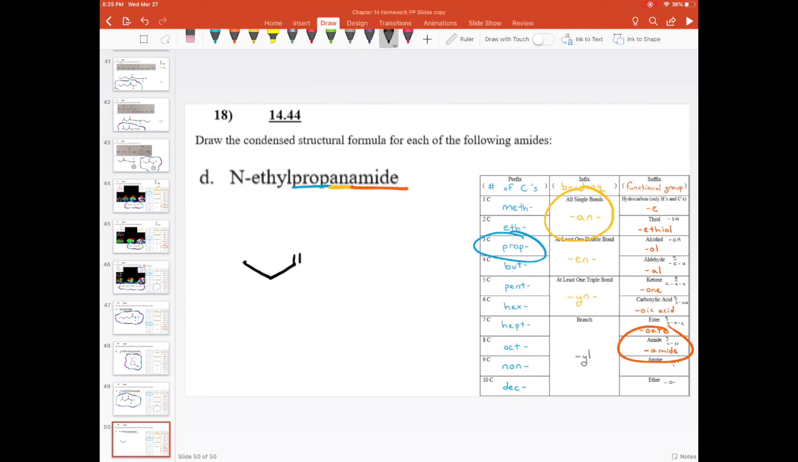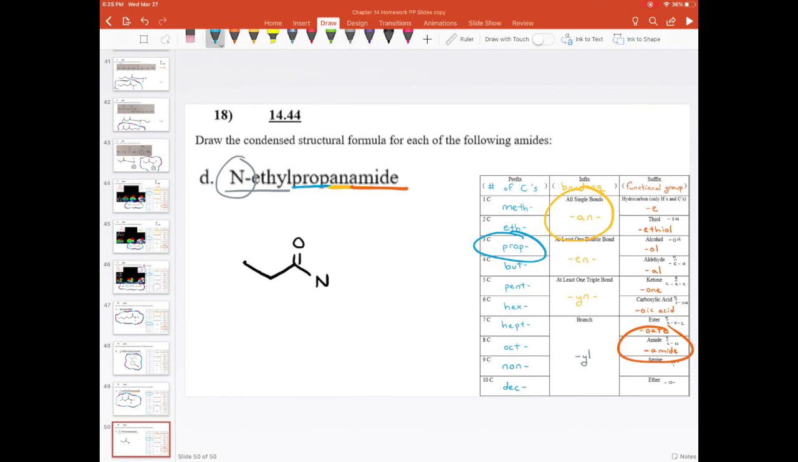An amide is a carbon double bonded to oxygen, single bonded to nitrogen. Notice I'm not adding any more carbons. That would have changed the prefix. I'm just adding the oxygen and nitrogen to one of the carbons on the end. Now, that is our backbone. We just have one other branch, and we can see that the branch is coming off of N-ethyl. That's our branch. That N there is telling us that the branch is coming off of the nitrogen.